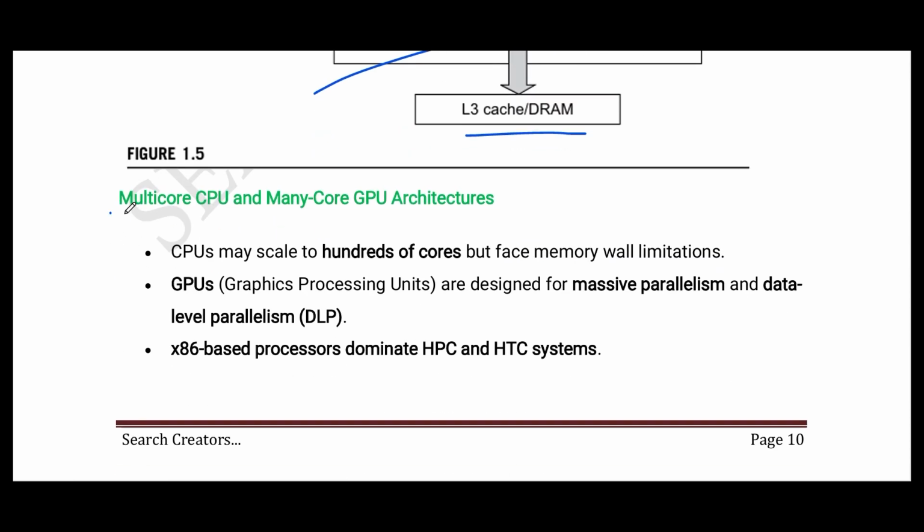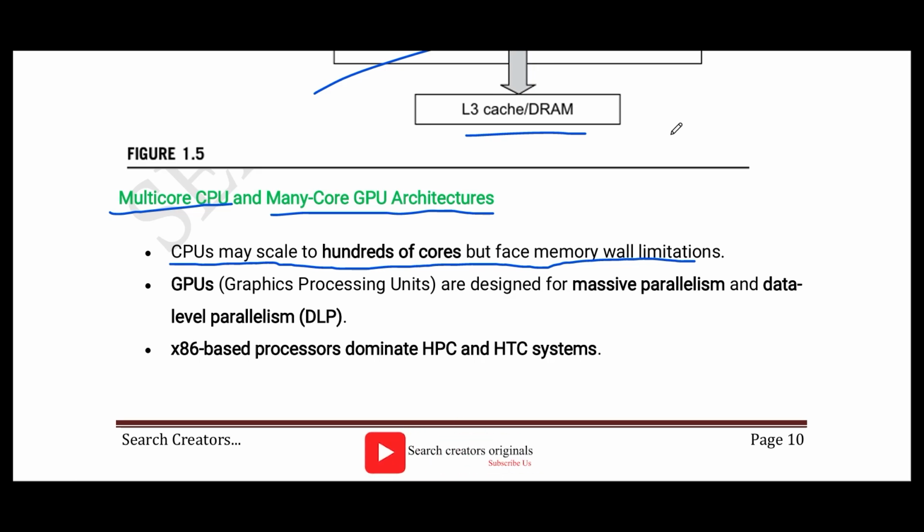Next is multi-core CPU and many-core GPU architectures. CPUs may scale to hundreds of cores but face the memory wall limitation. The scale of CPUs may rise up to hundreds of cores, but the memory wall limitation is one of the setbacks. Next are GPUs, which are graphics processing units, designed for massive parallelism and data level parallelism, which is DLP.